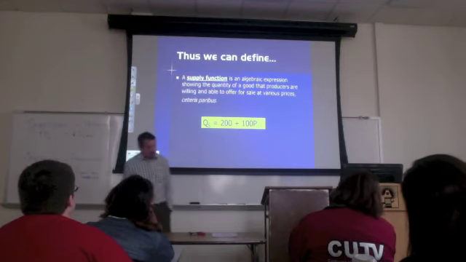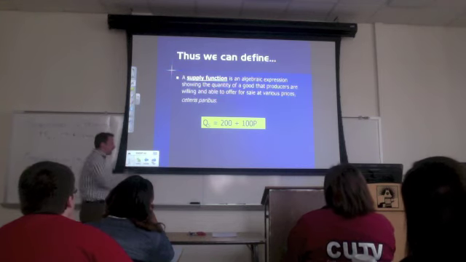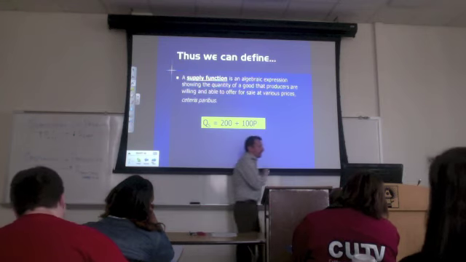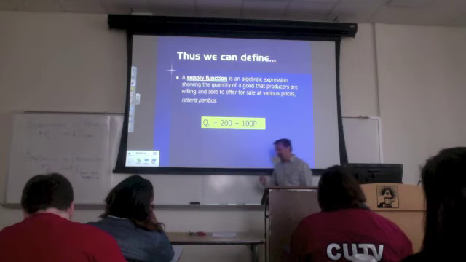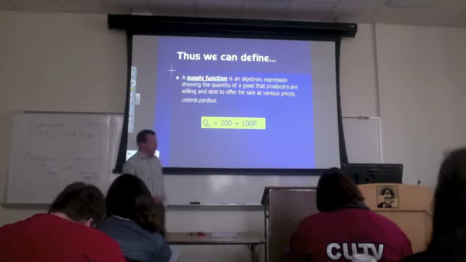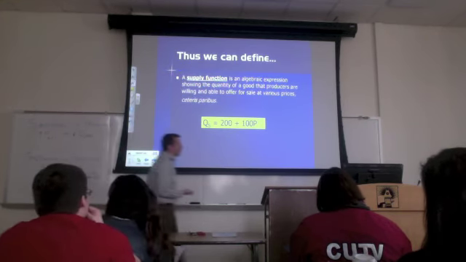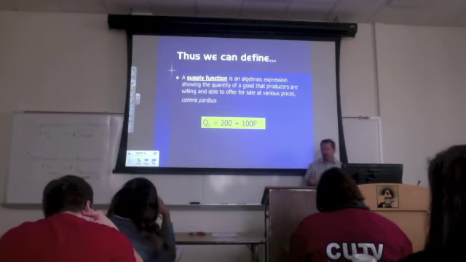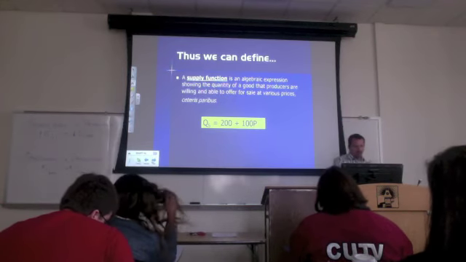Or we could write an algebraic expression that relates the points in the supply schedule or the points on the supply curve to each other. And that would be the supply function. So it's just an algebraic expression that shows the quantity of a good that a group of producers are willing and able to offer for sale at various prices, holding everything else constant. So this supply function, QS is 200 plus 100p, is the algebraic expression that results in the table and graph that we just looked at, right?